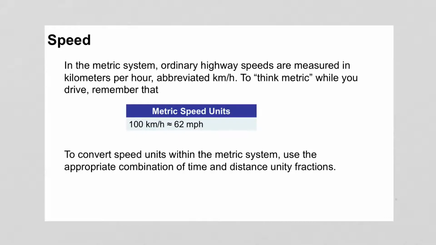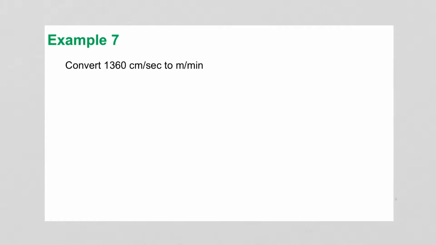For speed, in the metric system, they use kilometers per hour. And 100 kilometers per hour are approximately 62 miles per hour. Here we want to convert 1,360 centimeters per 1 second to meters per minute. So we need to take both centimeters to meters and then seconds to minutes.